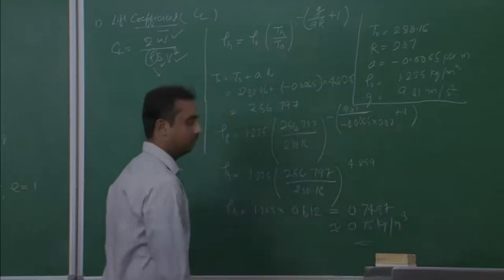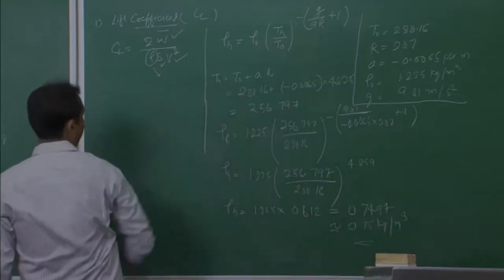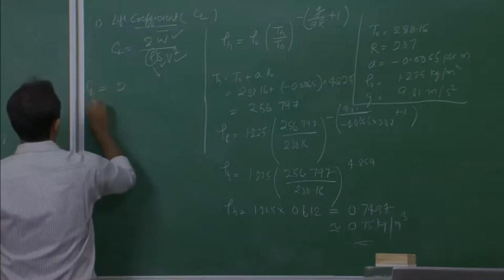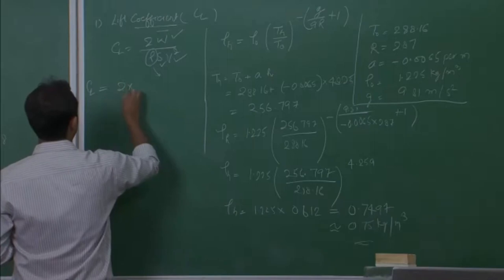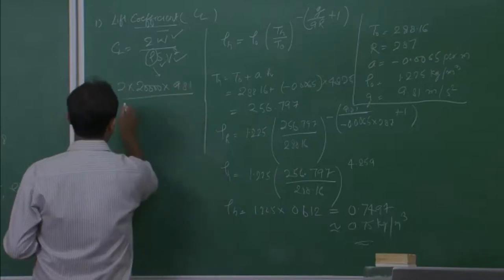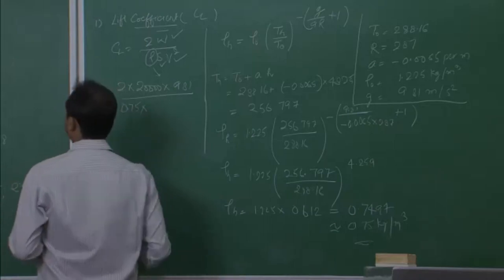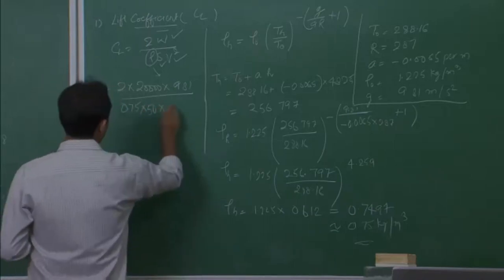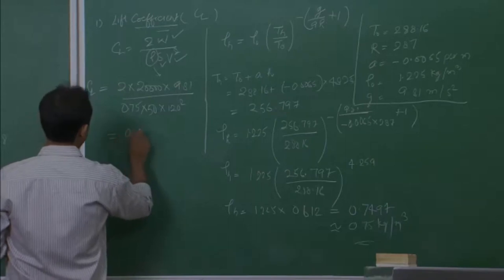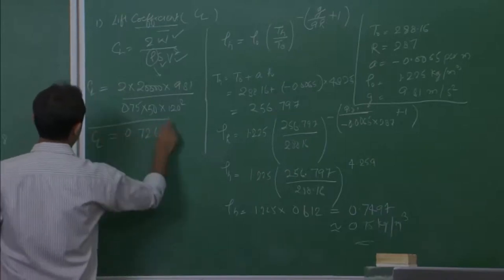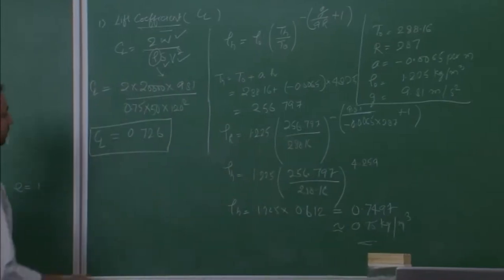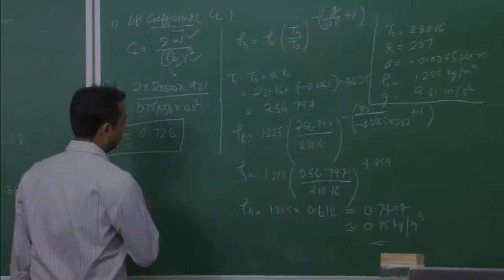So we have to use this value of density in order to get CL trim value. Now substituting that back to your equation, we know that CL cruise will be 2 into 20,000 into 9.81 divided by 0.75, S is 50 and V square is 120 whole square, which will give me 0.726. This is CL cruise value. So for this problem, don't take the value of density at sea level. You have to calculate density at that particular height.